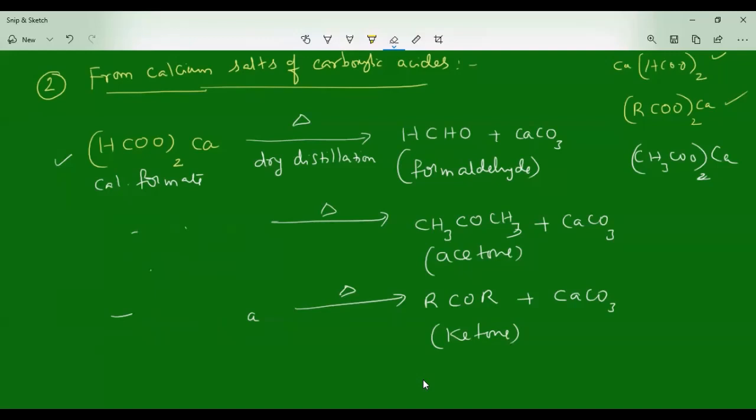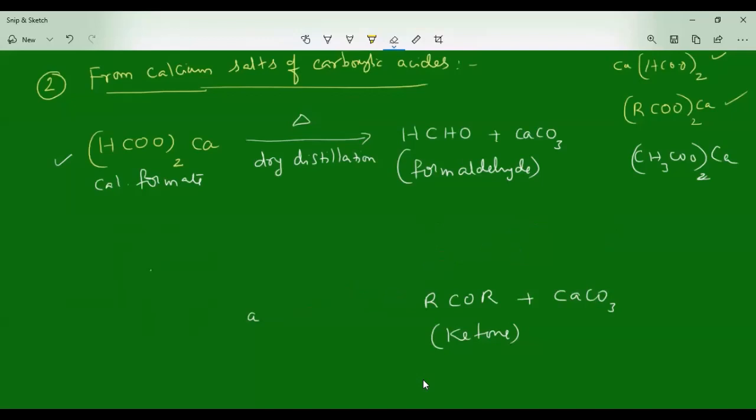Here, what we have done is, in the first equation we prepared formaldehyde. If you wish to prepare acetaldehyde, a carbonyl compound, by this method, you should go with the mixture of calcium salts of carboxylic acids.